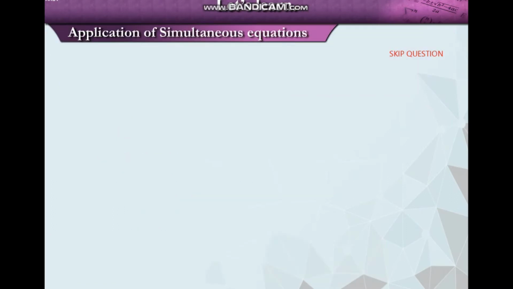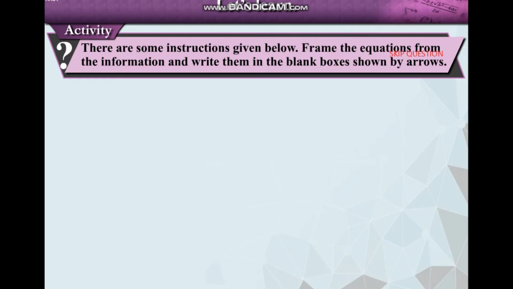Let's learn application of simultaneous equations. Activity. There are some instructions given below. Frame the equations from the information and write them in the blank boxes shown by arrows.